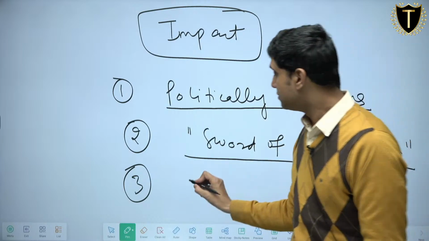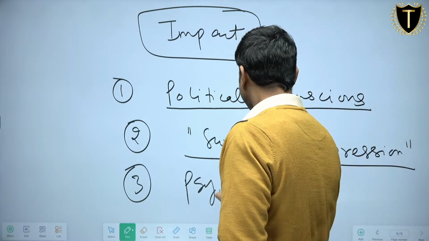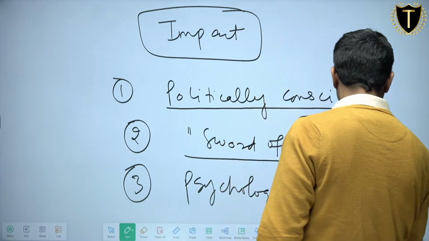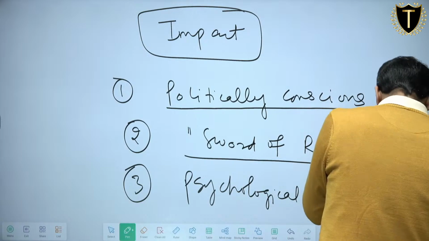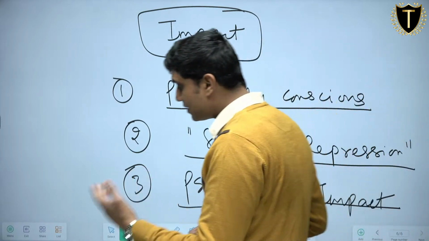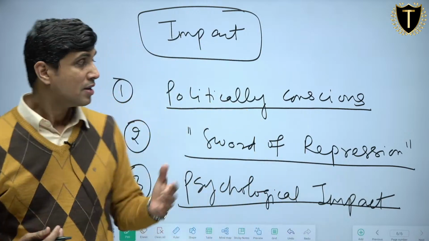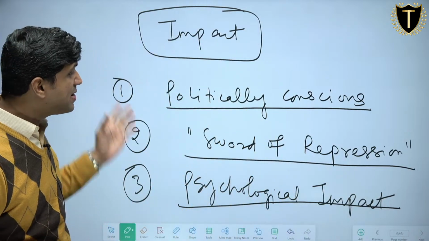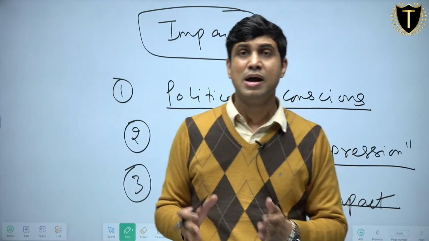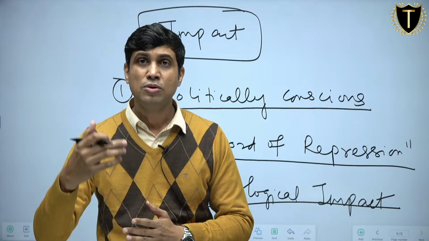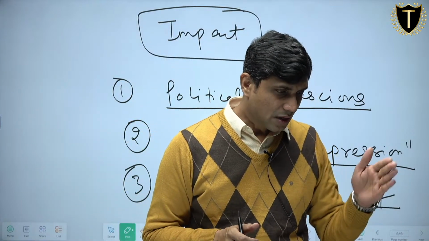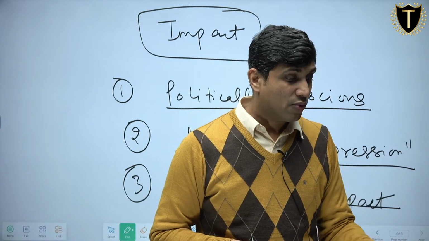In addition, this also had a very great psychological impact on the mindset of the people, where they realized that now every section of the society wants to revolt, wants to come out of the British rule. Now is the right time to throw the British out. So in that sense, this mutiny was very important.